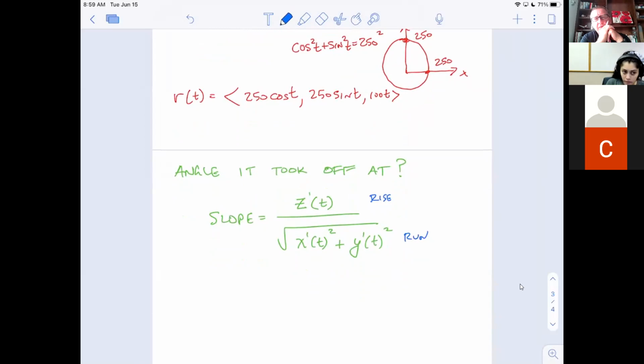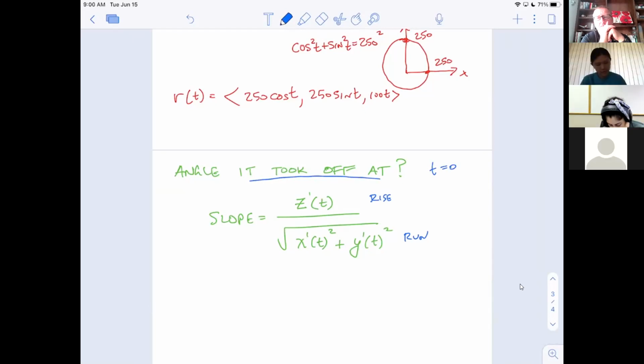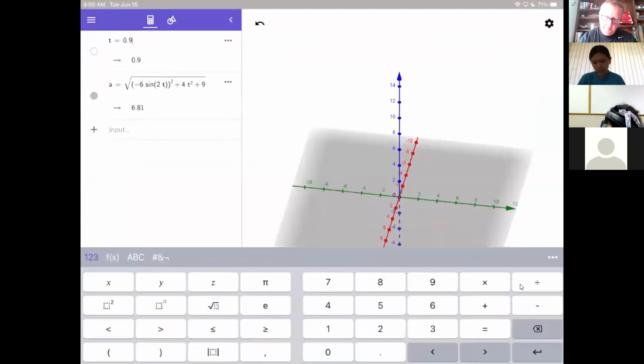Now, in our particular problem at takeoff, if I say the angle it took off at, what does that information imply? What do you know? Because I said we're interested in when it took off. Time equals 0. Time equals 0. So can you find the slope that the bird took off at based on this? So 250 cosine of t, 250 sine of t, 100 t. I'm going to go graph this just for the fun of it while you're trying to calculate that.